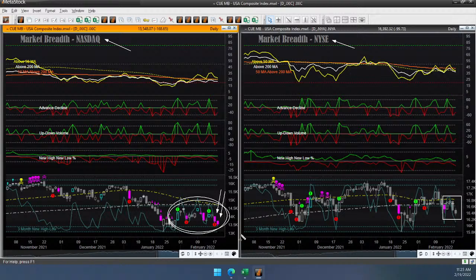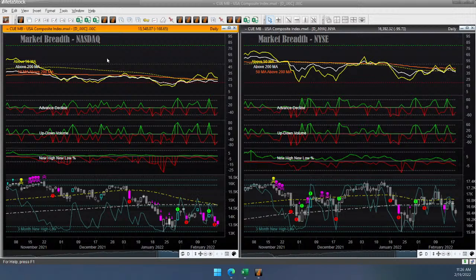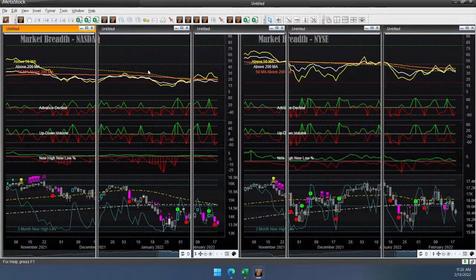And if we wanted to look at the major indices, you will see that not only Nasdaq as a whole, as seen here, but Nasdaq 100 is also relatively weaker.